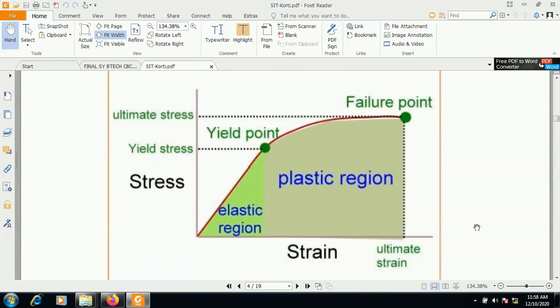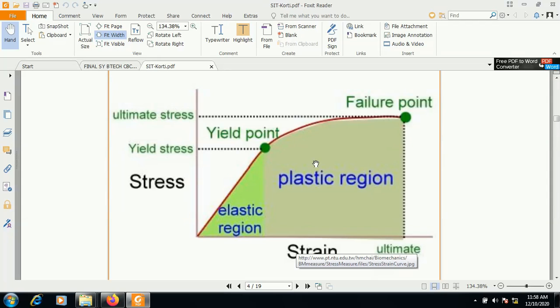Now this is the stress strain diagram we have seen in first year basic mechanical engineering, and at diploma level also we have studied this stress strain diagram for metals. Up to the elastic region, the green colored region you are seeing in this diagram, stress is directly proportional to strain. That means whatever force we apply on the metal up to its elastic region, the metal is going to regain its original size and shape.